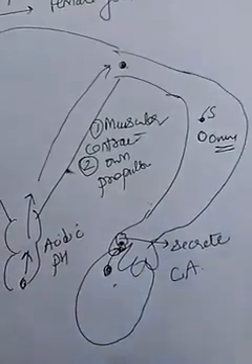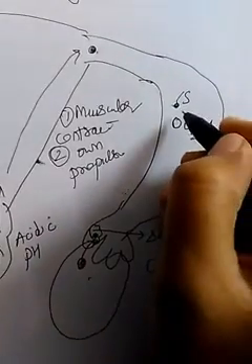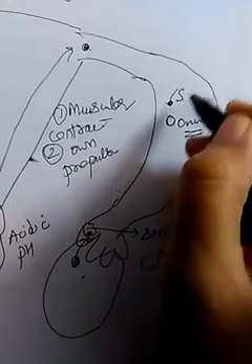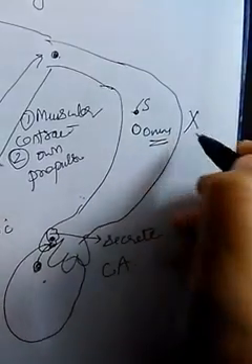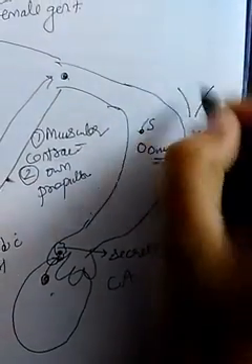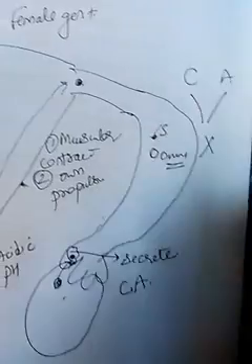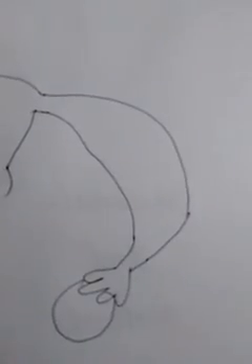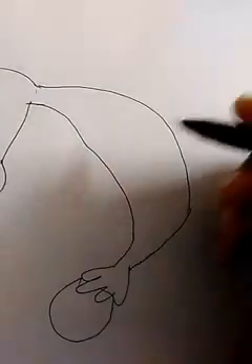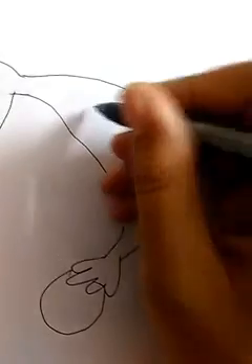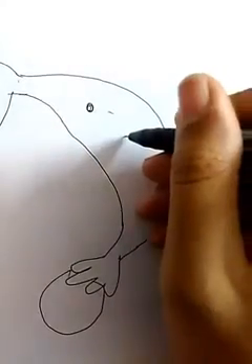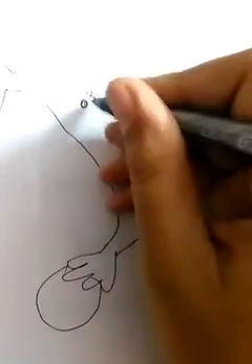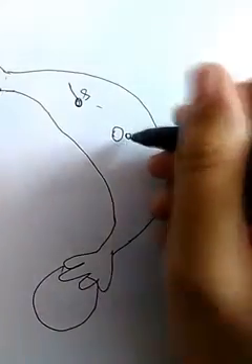Immediately after entering near the ovum, the sperm cannot fertilize it immediately. It has to undergo two processes: capacitation and the acrosome reaction. So this is the ampulla. This is a schematic diagram. This is the sperm, supposedly, and this is the ovum.